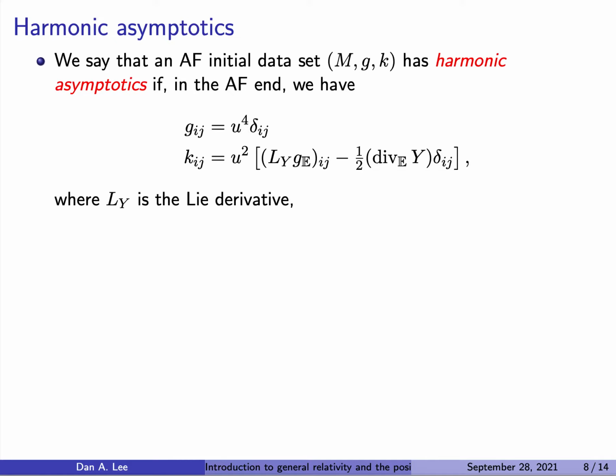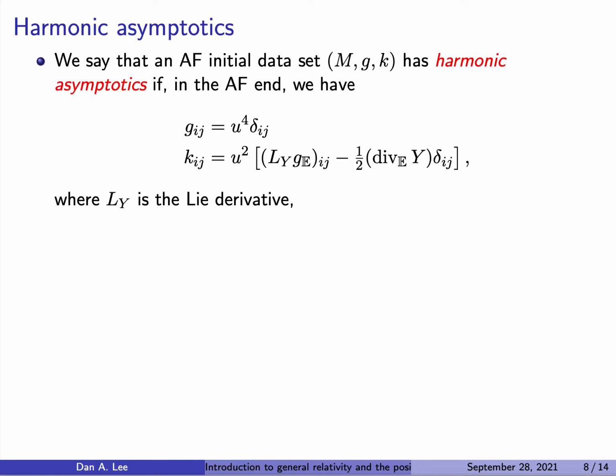And again, this is only in the end. So we don't care what's going on in the compact region, but outside of some large compact set, this needs to be true. That the metric is conformal to the Euclidean metric. And the second one's a little harder to simply state, but K has to be given by a corresponding conformal factor, but then times a term that arises from a vector field Y. So the exact formula is there. It says that you take the Lie derivative of the Euclidean metric in the Y direction, and then subtract the divergence of Y times the Euclidean metric. Well, sorry, 1/2 times that.